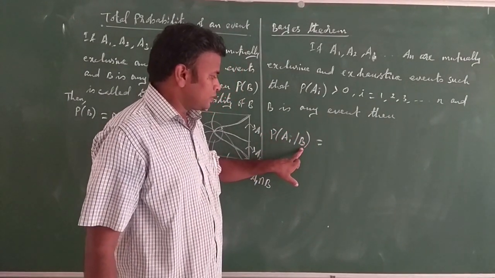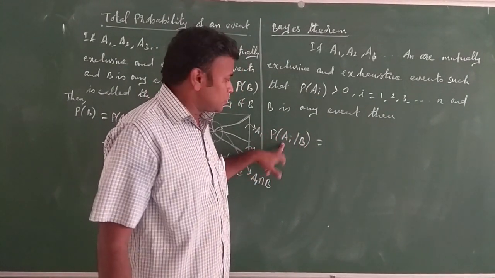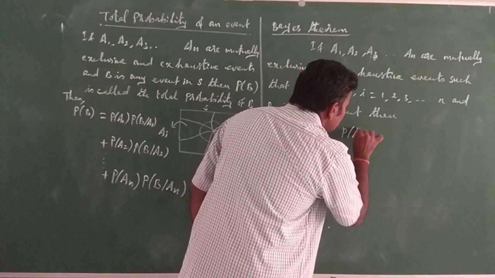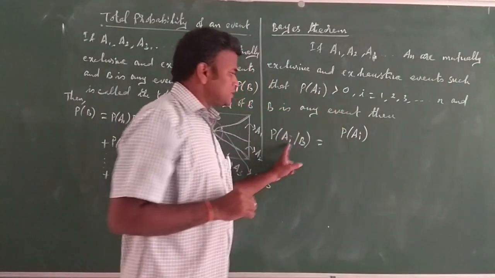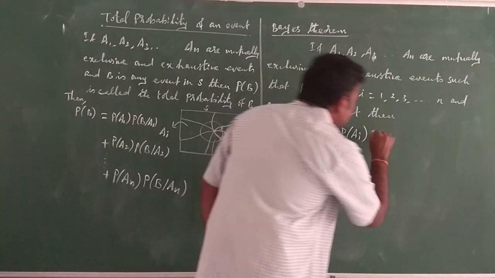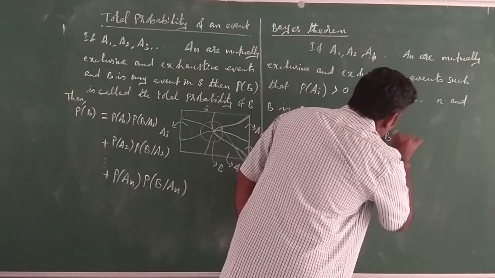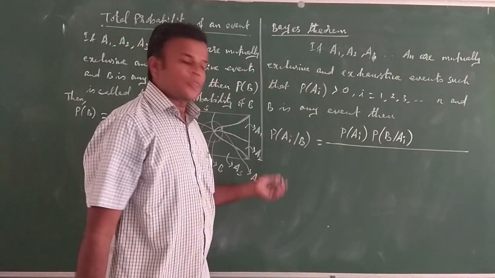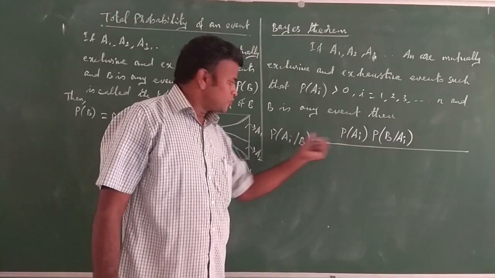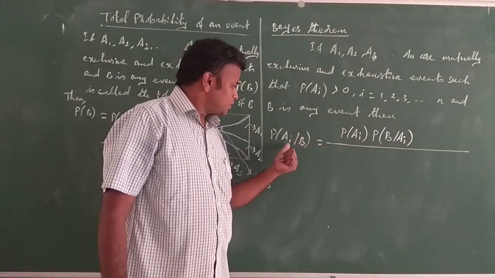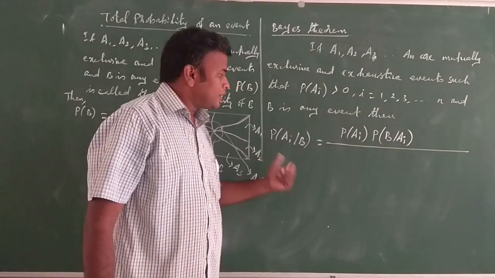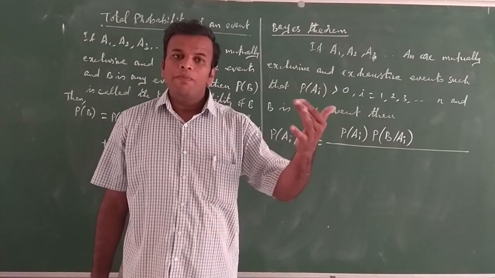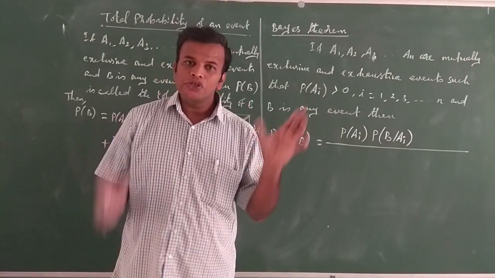Already the event B is there in Ai. So the formula of P of Ai by B is nothing but P of Ai into P of B by Ai, whole divided by the total probability. If Ai is A1, I write P of A1, if A2, I write P of A2, and so on. You know very well the formula of P of A: N of A by N of S, where N of S is the total number of outcomes.